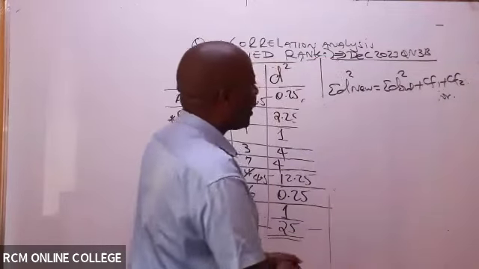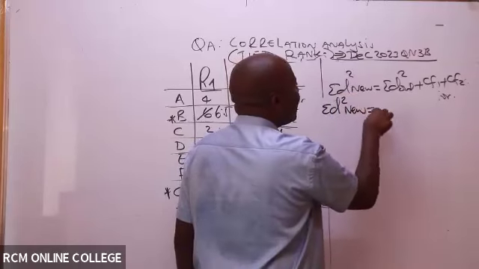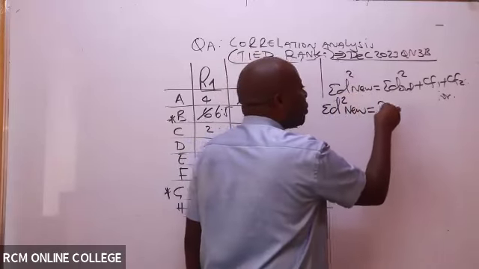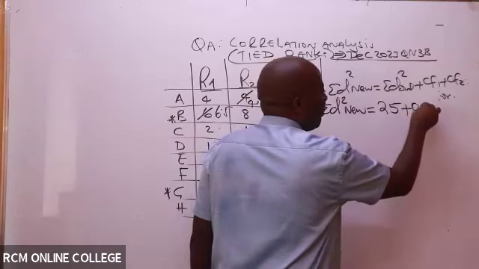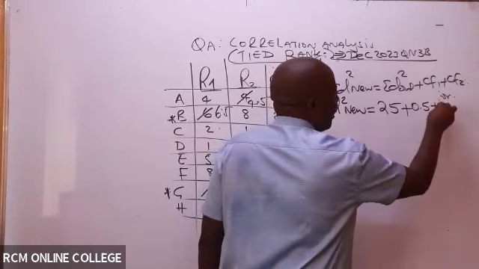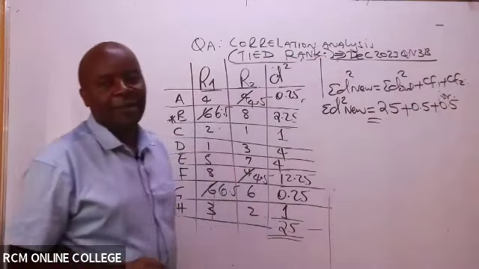Ladies and gentlemen, then come here, give us the sum of d squared new. So you'll take the sum of d squared old, which was 25, plus CF1. Are you able to remember that CF1 was 0.5? And the CF2 is 0.5.